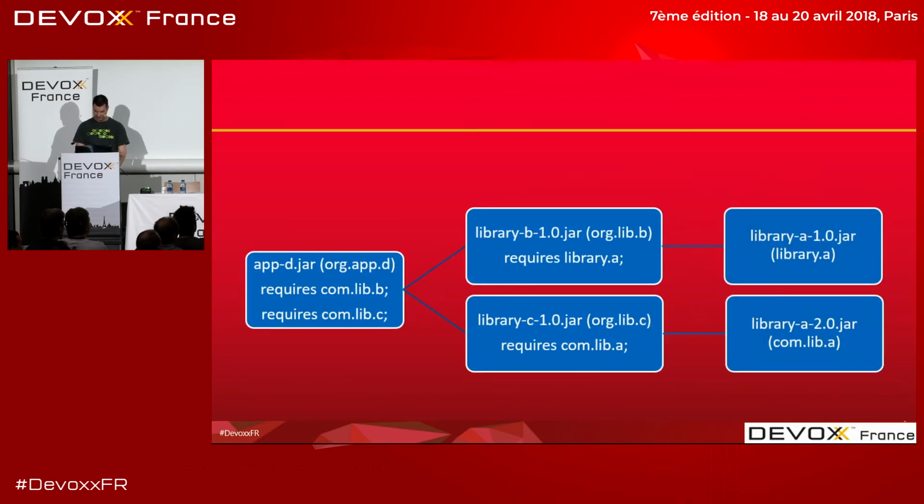Something like this. Because of these dependencies on library A, Maven recognizes that this is exactly the same library, just with different versions. So it will pick the first, and then we have an issue because this code won't compile, because library C requires com.lib.a, and it's not there anymore. So even though you didn't change any of your code, you just added one other dependency, it's suddenly broken.